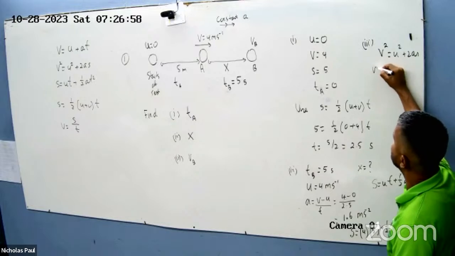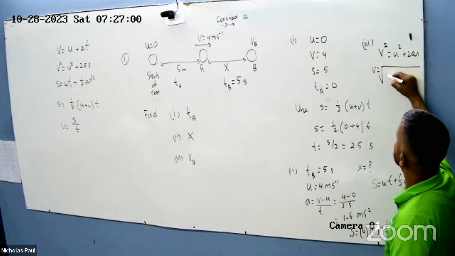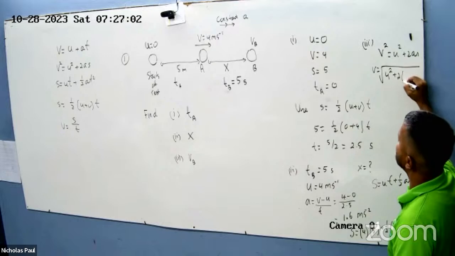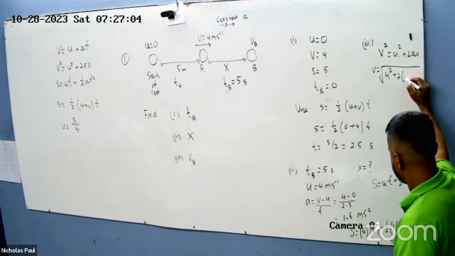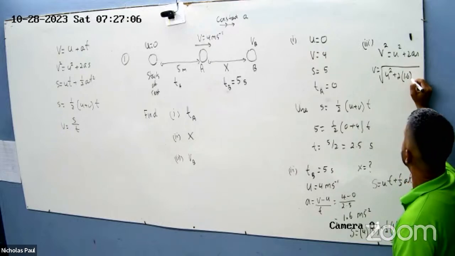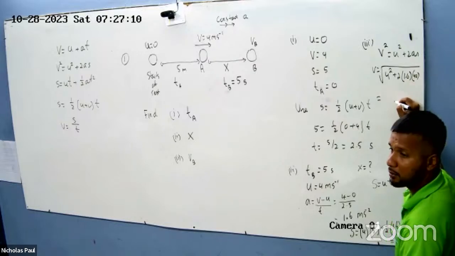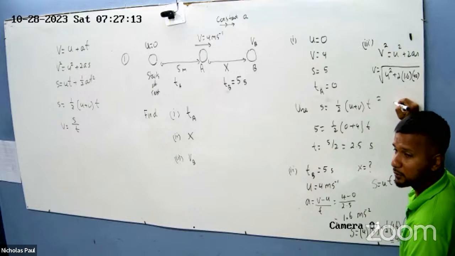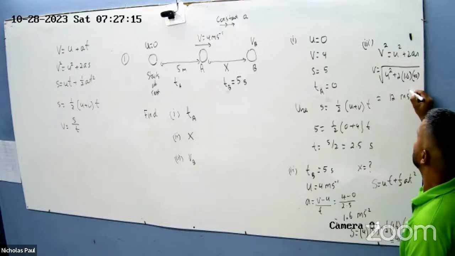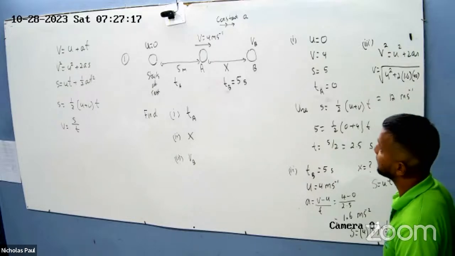Right, so v is equal to the square root of 4 squared plus 2 by 1.6 by 40. What is that? 12. Right, 12 meters per second.